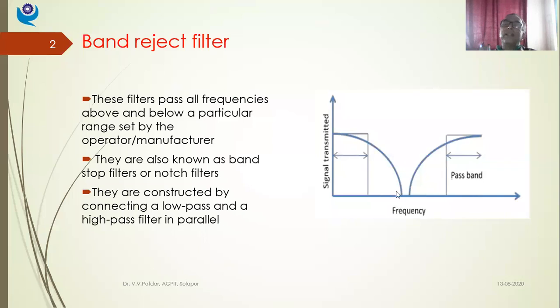So which band is rejected? This in-between band. The lower frequency band is allowed, the higher frequency band is allowed, and the frequency band in between is rejected. So this is the pass band and this is the pass band. And the in-between band is the rejected frequency band. Okay, so this is a band reject filter.